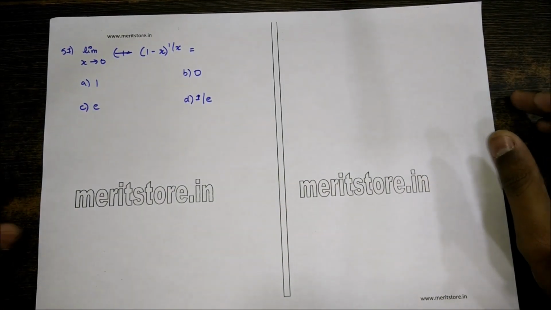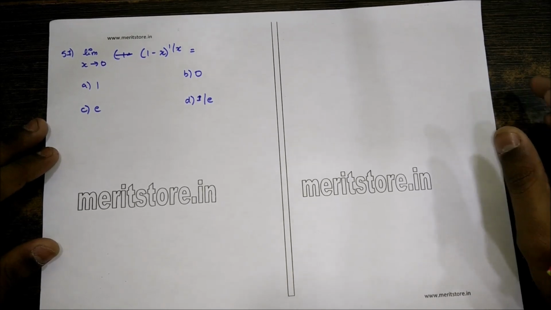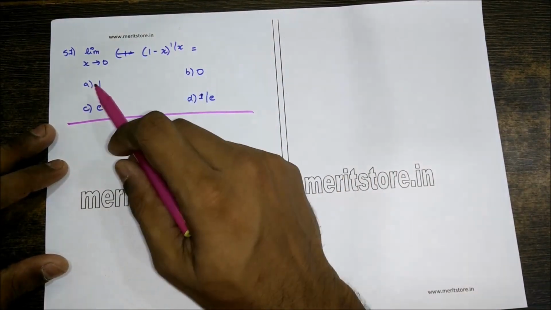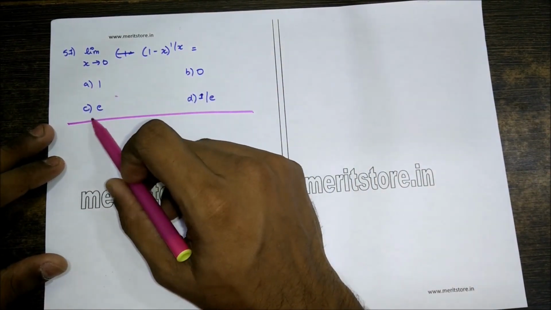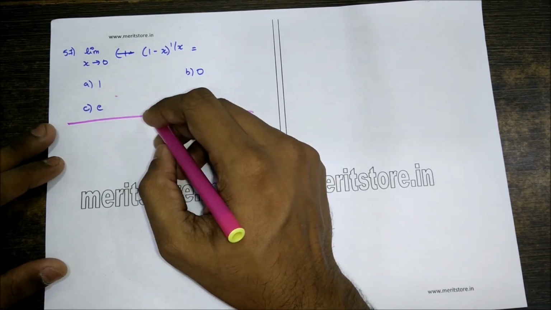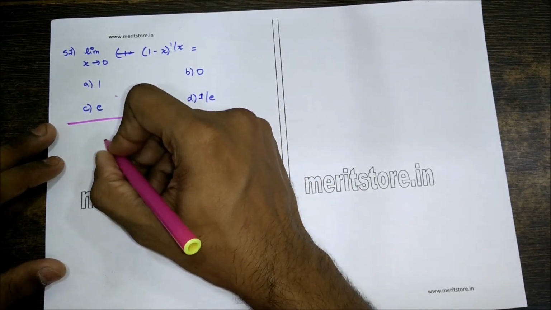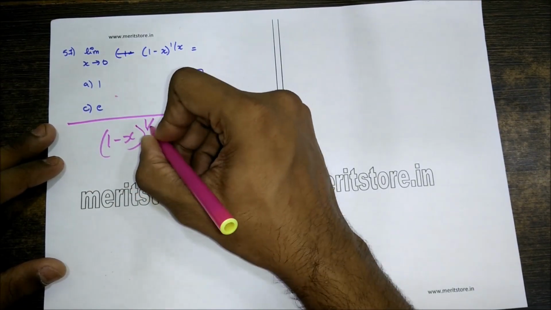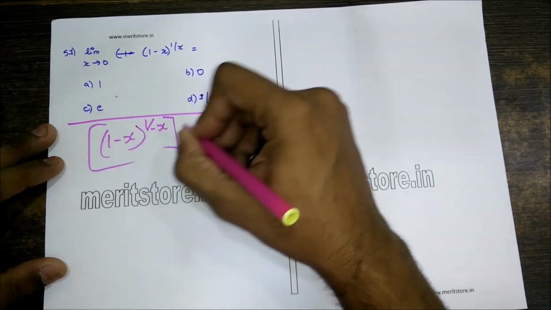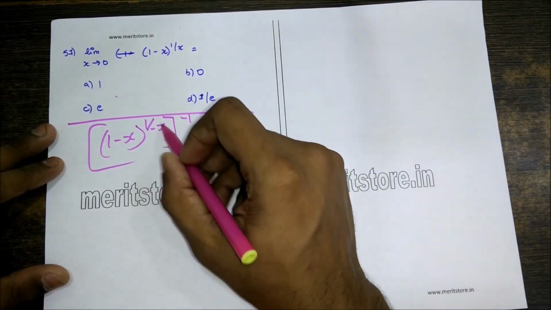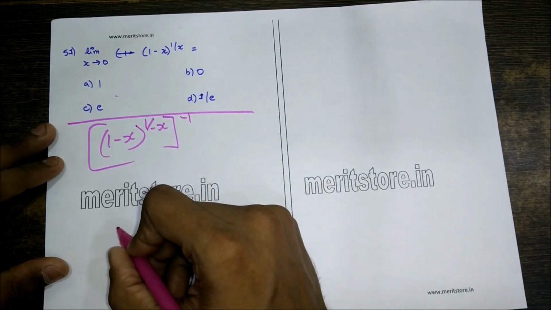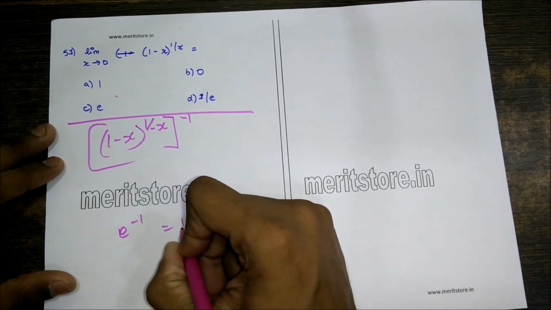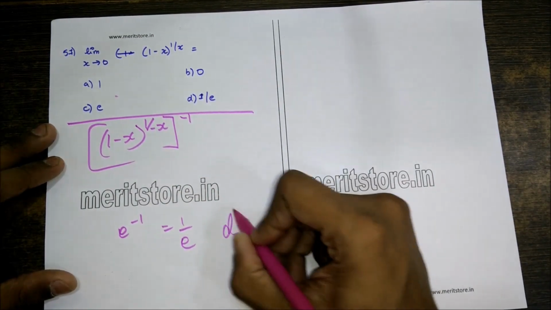Limit of x tends to 0 of (1 minus x) the whole raised to 1 by x. The options are a) 1, b) 0, c) e, and d) 1 by e. We could write this term as (1 minus x) the whole raised to 1 by minus x, the whole raised to minus 1. Now this, on applying limit x tends to 0, gives us e raised to minus 1, and e raised to minus 1 is nothing but 1 by e, which is option D.